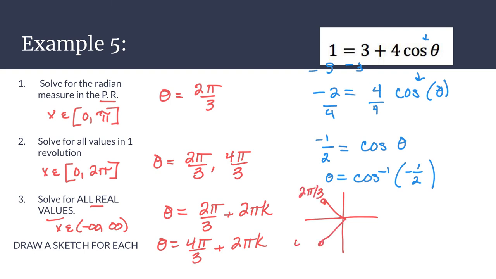If we draw a sketch of what that looks like, we have 2 pi over 3 and 4 pi over 3. Again, notice those aren't symmetric around the unit circle, so we have to list each one separately with 1 full revolution to get back to the next place that happens. That's why we have the 2 pi. And again, remember k is representing all integer revolutions.